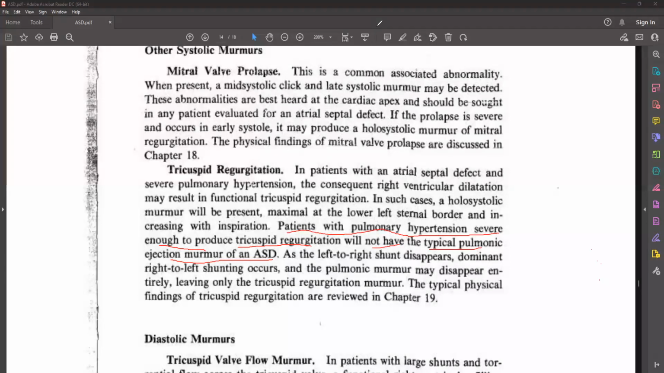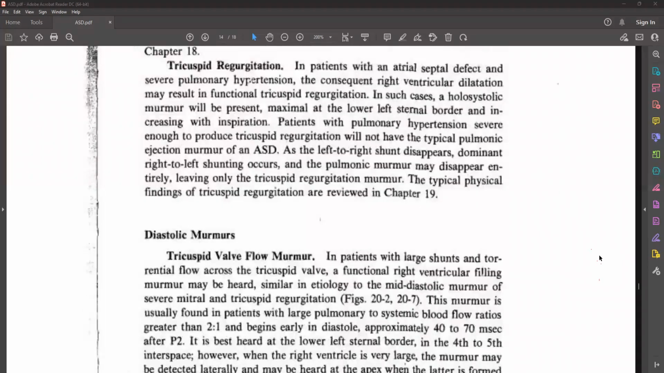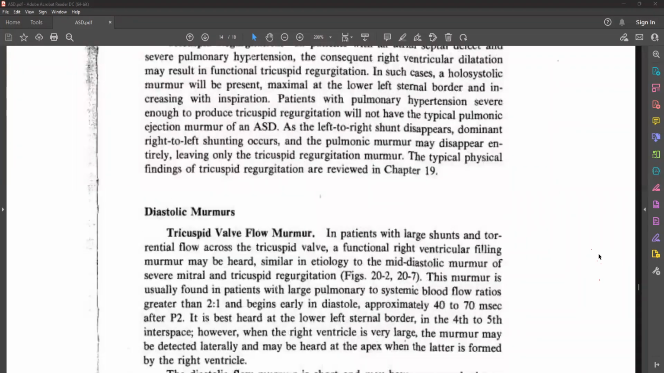So this is in contradiction with many of the other discussions of pulmonary hypertension we have made in many other diseases like mitral stenosis or mitral regurgitation, right? Then second comes the tricuspid flow murmur. This is possible. Tricuspid flow murmur through the septal defect is quite common. Quite often this murmur is even confused with the mitral stenotic murmur. So this I just want you people to remember.